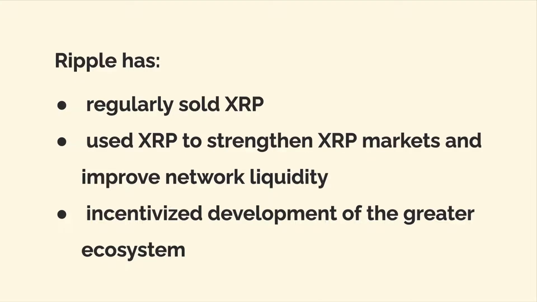Ripple has regularly sold XRP, used XRP to strengthen the markets and improve network liquidity, and incentivize development of the greater ecosystem. The XRP ledger was initially called Ripple, so sometimes there can be confusion between Ripple versus the XRP ledger, because oftentimes you'll see Ripple terms used in the XRP ledger, for example, the rippled server. But there is a difference between Ripple, the company, and XRP, the ledger. Nowadays, Ripple is used to refer to the company, and XRP ledger is used to refer to the blockchain.